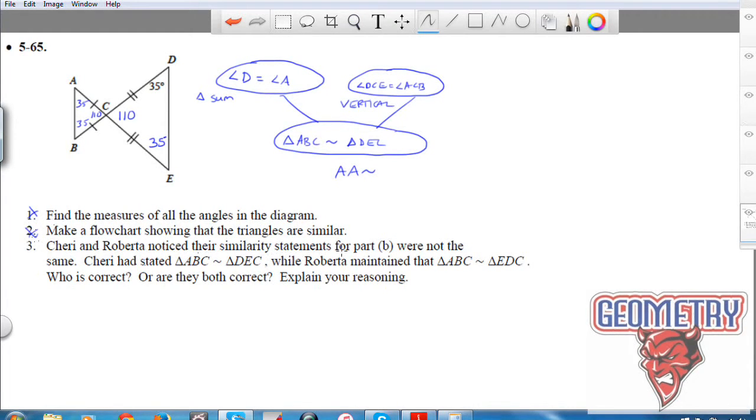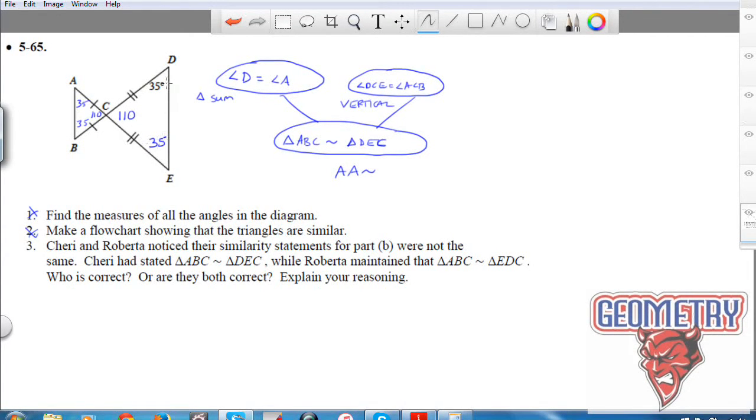Notice their similarity statements for part B were not the same. Sherry stated ABC is similar to DEC, which is what we had stated. Roberta says ABC is similar to EDC. Well, they're both correct, because since it's an isosceles triangle, these angles are interchangeable here, right? So D could match up with A, but D could also correspond to B. E could correspond to B, E could also correspond to A.